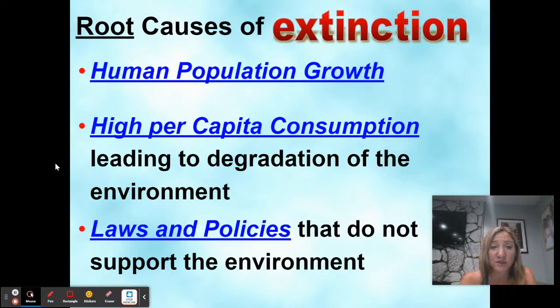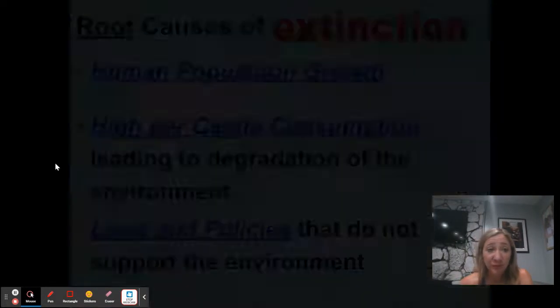But one of the big parts of that is that in some places, there's significantly high population growth. In other places, there's not significantly high population growth, but there's high per capita consumption, meaning that in a place like the United States, our growth rate is not significant in terms of population increase by birth. We get immigration, but not a high number in terms of birth. But we have a very high per capita consumption, and so that is causing the environment to degrade very rapidly. And there are laws and policies in place, but not all of them support the environment in the way that they need to be supported.